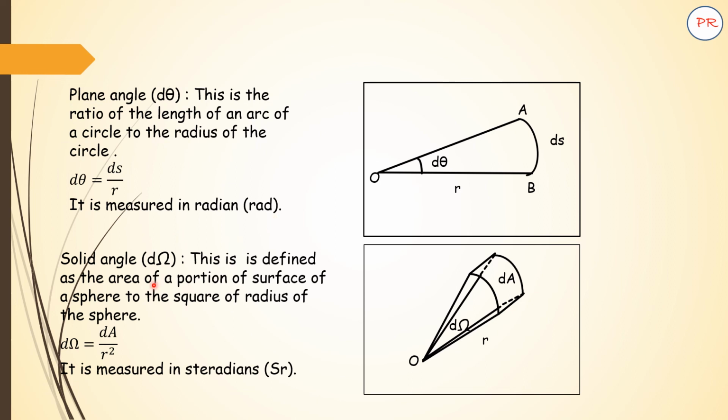In the same manner, what is a solid angle? That also we'll see. The solid angle is nothing but the angle subtended by a surface at a given point. So it is defined as the area of a portion of the surface of a sphere to the square of the radius of the sphere. So here you can see the area is dA, radius is r, and therefore this angle d omega will become dA upon r square. It is measured in steradians.